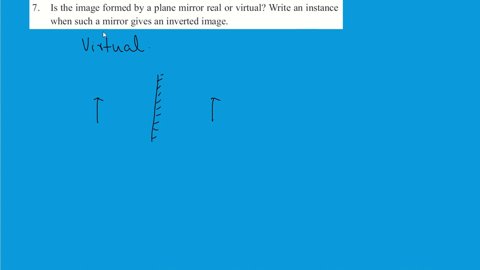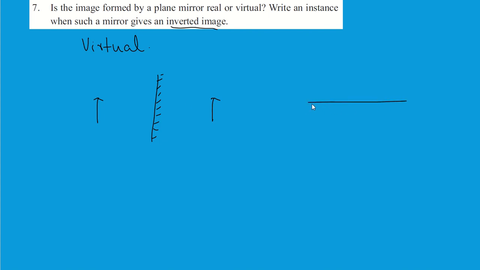We need an object's image inverted using a plane mirror. How do we get an image in the inverted form from a plane mirror? As we know, it is a virtual image. Virtual images will be upright, right? Let's think about any possibility where we can get an inverted image. See, they're asking only about an inverted image. They didn't ask us to form a real image using a plane mirror, right? So we need an inverted image.